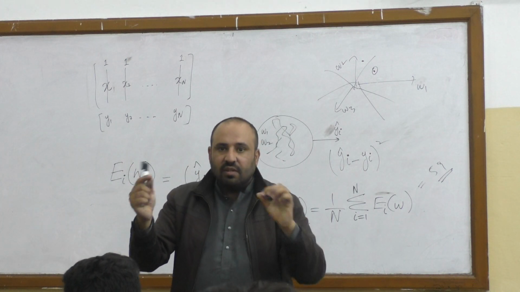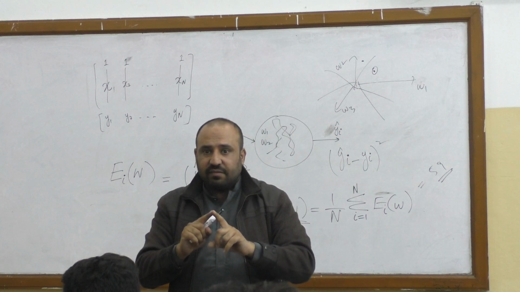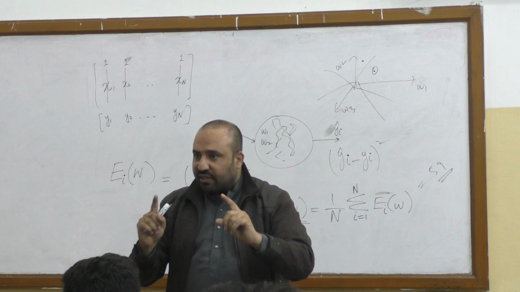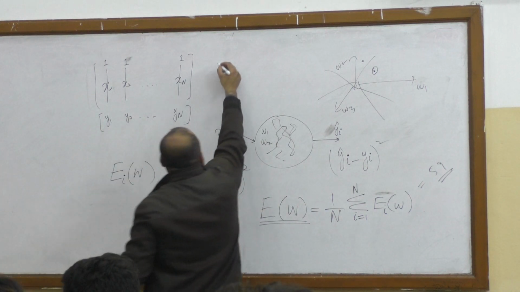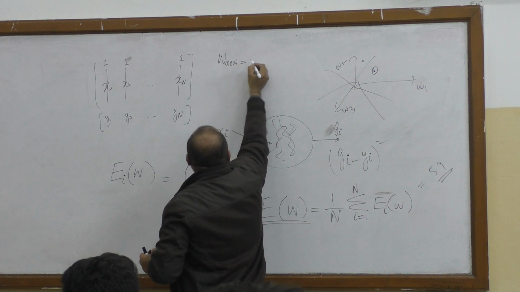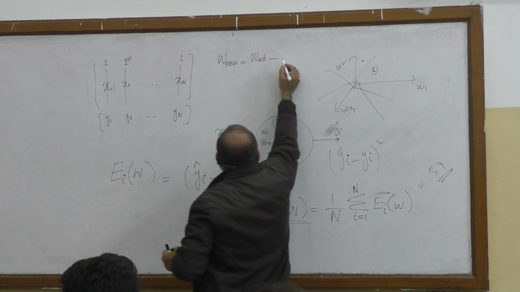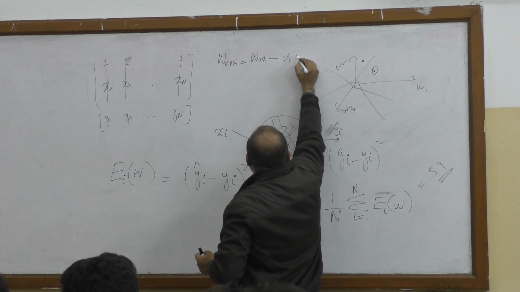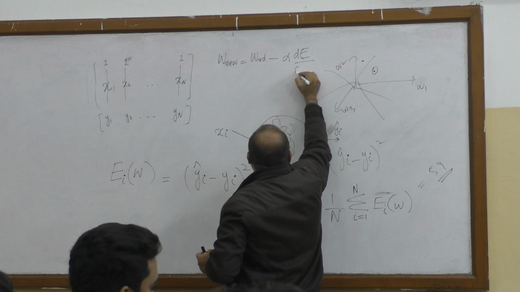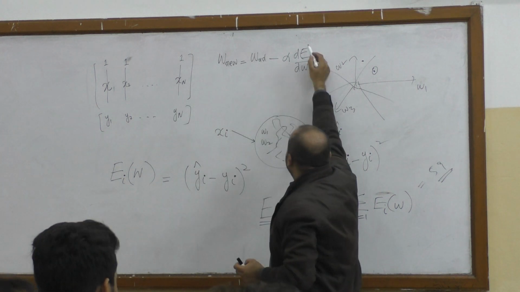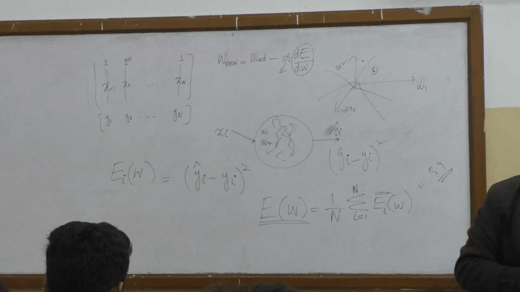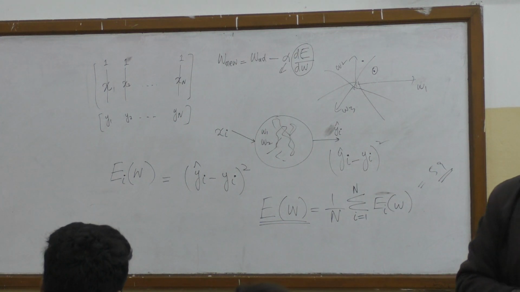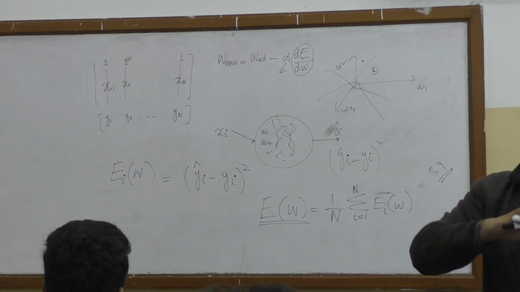Is there a better W? Take the derivative of the error function with respect to W, and update. Remember the update? W new is equal to W old minus alpha times the derivative of the error function with respect to W. That's the gradient. This is the learning rate. The learning rate tells you how big a step you are allowed to take. Make sense? I am revising these things.